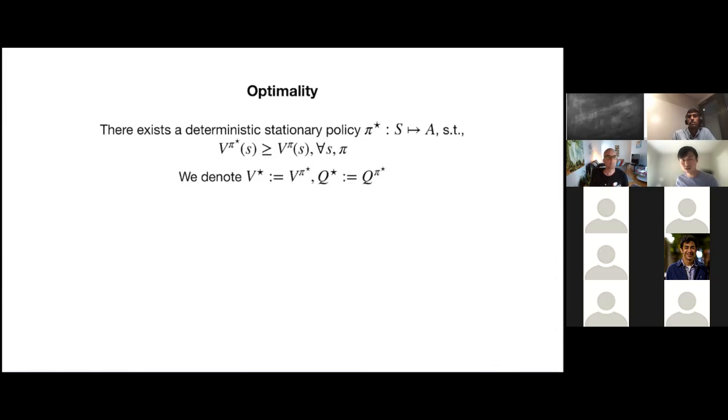Great, and we're going to denote V star as V pi star and Q star as Q pi star. This is just one notation for simplicity. And we're not going to prove this theorem. If you're interested in how to prove the existence of such a deterministic stationary policy, you can look into the RL monograph, whose link is on the tutorial website.